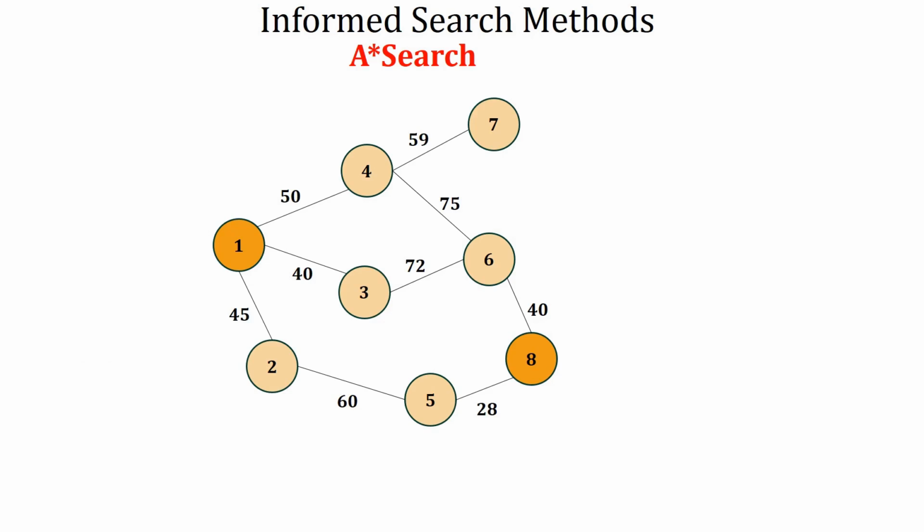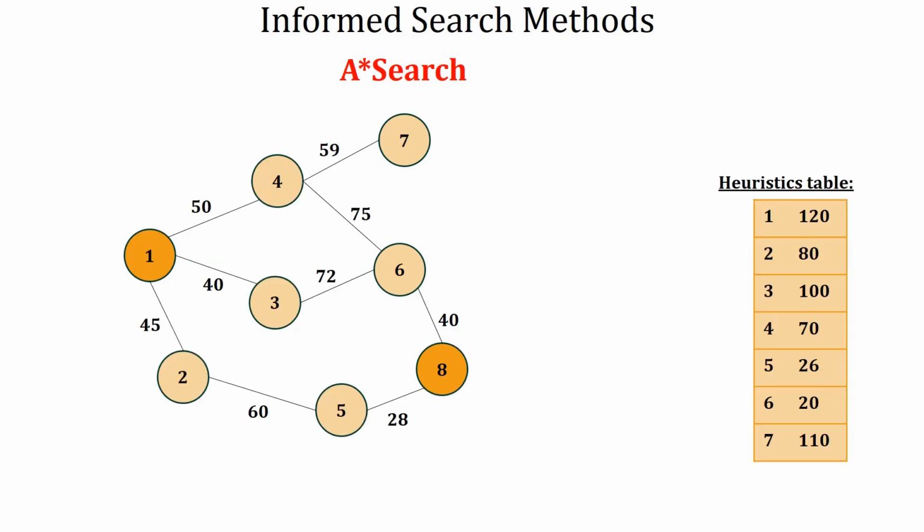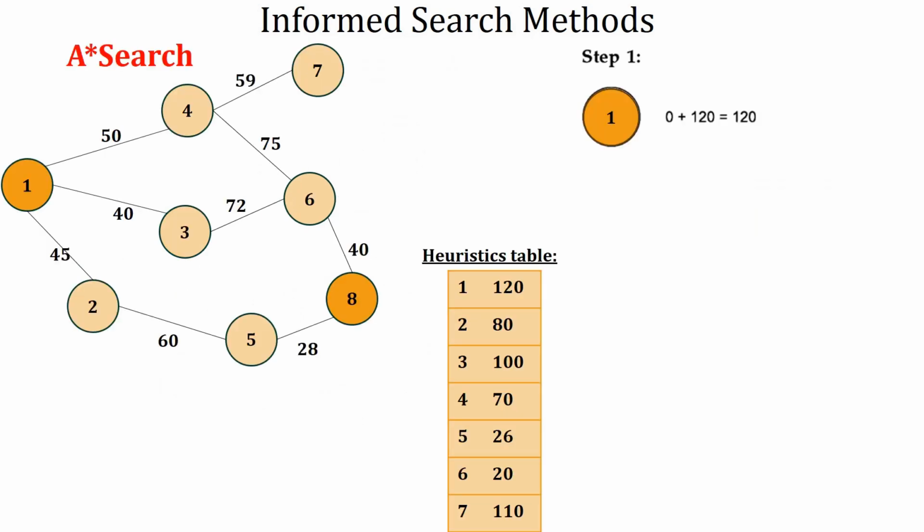Node 1 is going to be the start node and node 8 is going to be the goal node. This is the heuristics table given. Now, at node 1, let us consider the sum of the two costs. The first is from the source node to that corresponding node, and the second is the heuristic from that node to the goal node. So, at node 1 we are summing up the two costs, 0 plus 120.